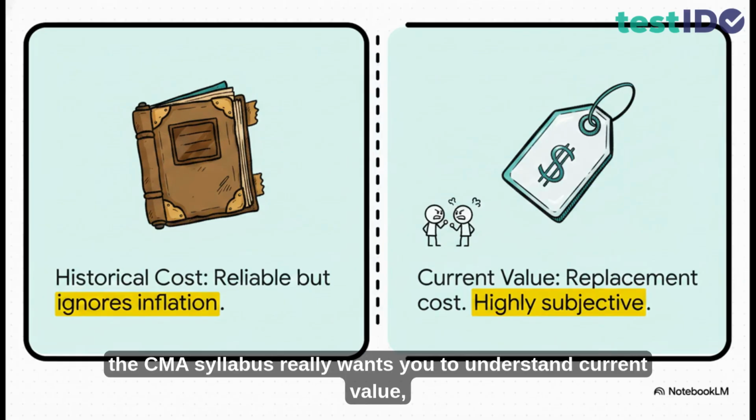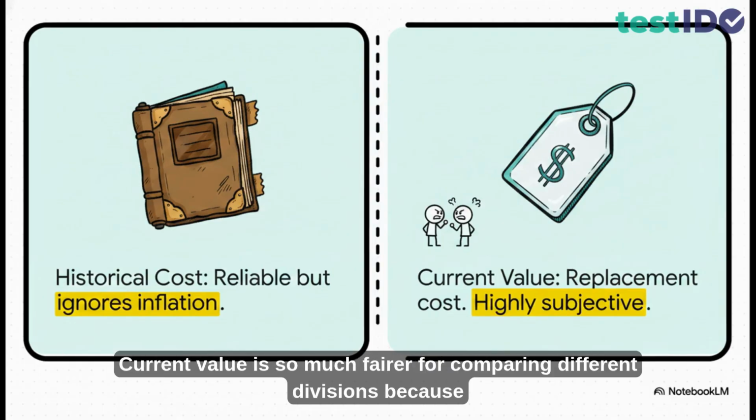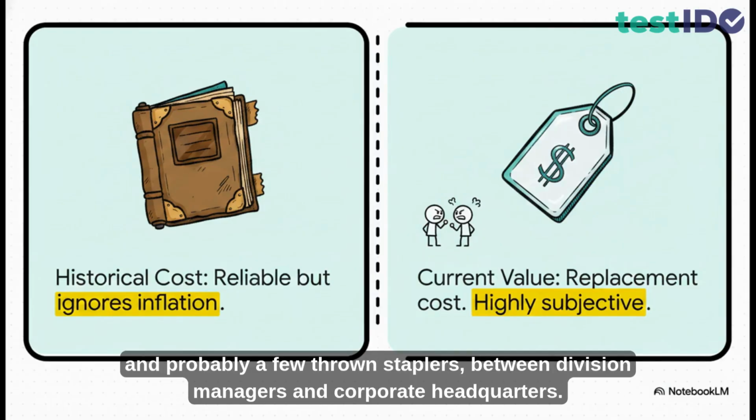Because of that exact issue, the CMA syllabus really wants you to understand current value, which is essentially the replacement cost. Current value is so much fairer for comparing different divisions because it looks at what the assets are actually worth today. The catch, though? Well, it is highly subjective, it's pretty tough to calculate, and you better believe it causes a ton of arguments and probably a few thrown staplers between division managers and corporate headquarters.